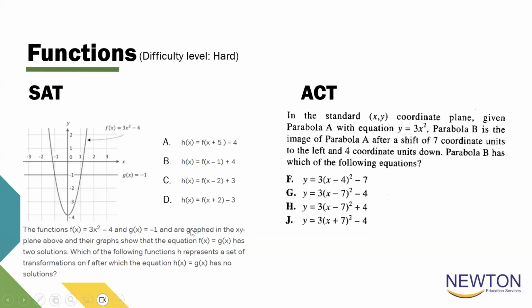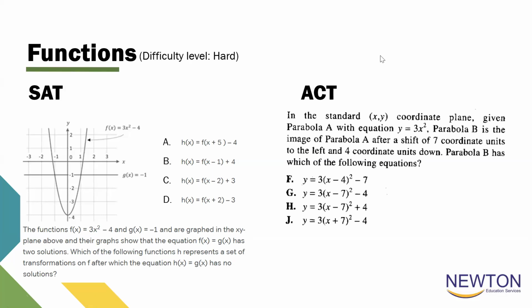And for our last question, this is a difficulty level of hard, and it's the topic of functions. So our SAT question is giving us this parabola and a line. So it's a quadratic equation and a linear equation. And they're telling us that the functions f of x is equal to 3x squared minus 4, and g of x is equal to -1, and are graphed in the xy plane above. And their graphs show that the equation f of x equals g of x has 2 solutions.